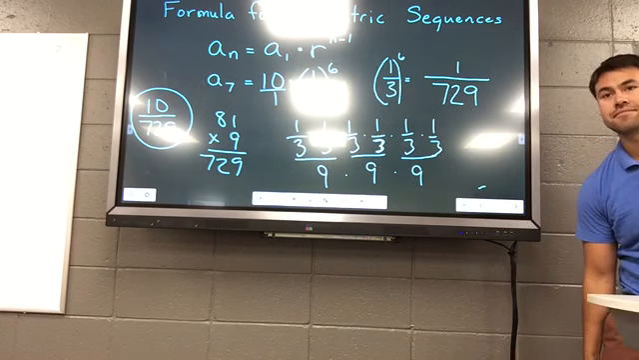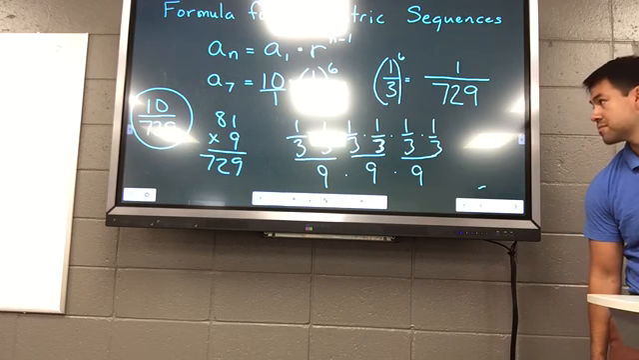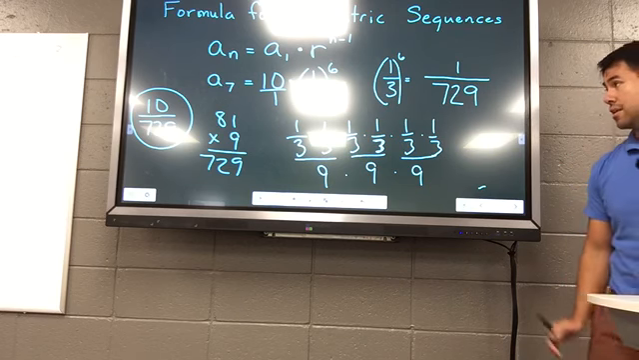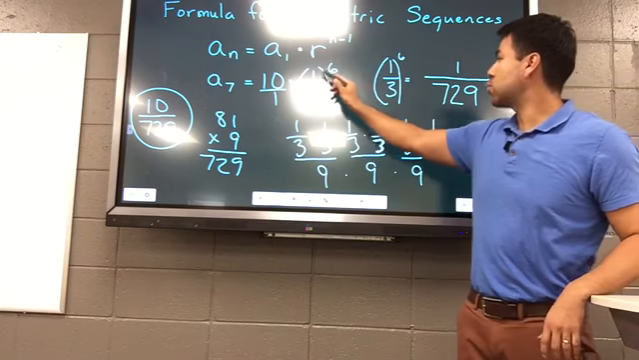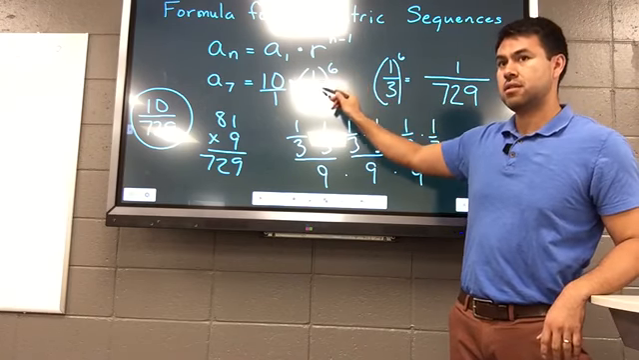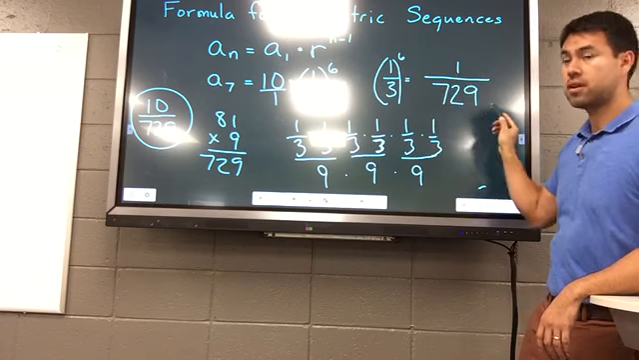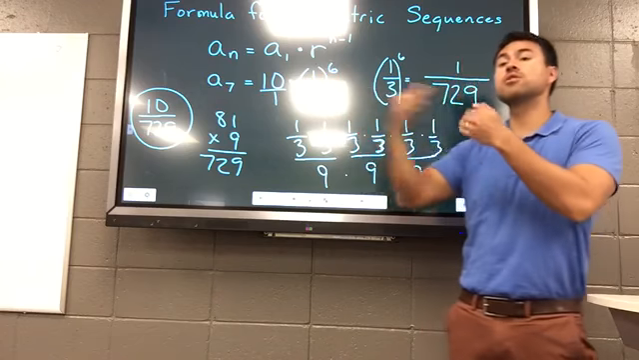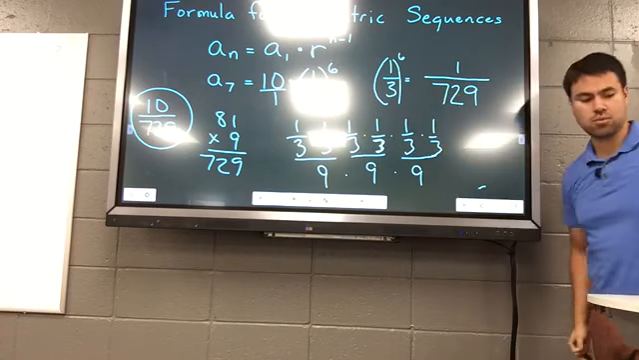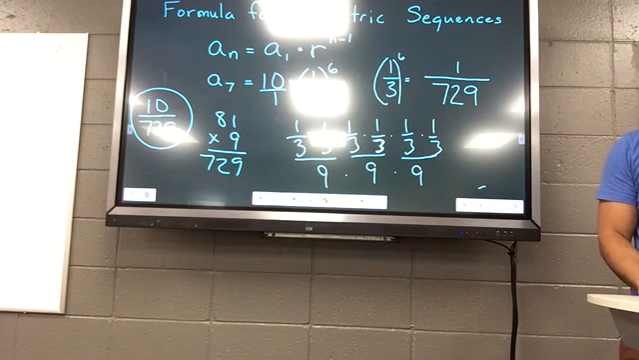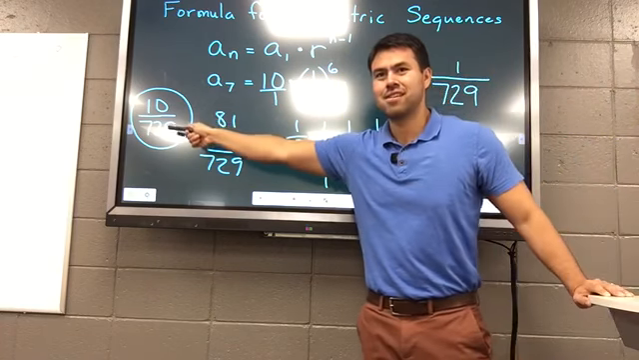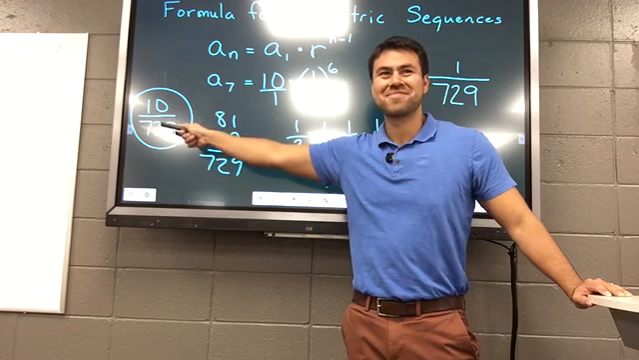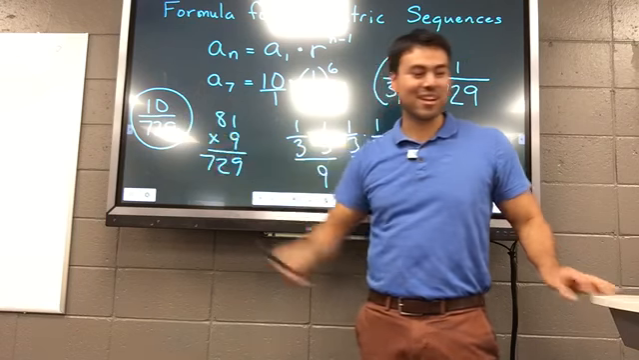Yes, ma'am? I don't understand why you changed it from 1 over 729 to 10 over 7. Yeah, good question. So what is 1/3 to the 6th? 1 over 729. What do you have to do with the 10 and that 1 over? You multiply it. Then I get 10 over 729. Big or small number? Small. Really small. Tiny.